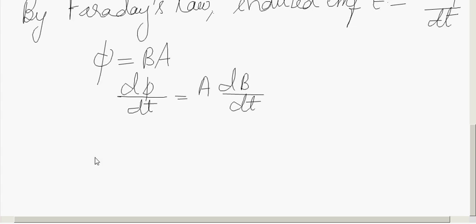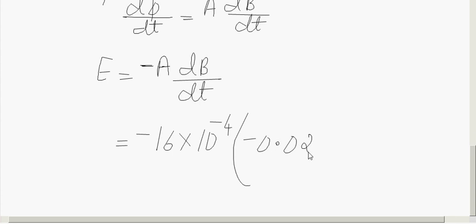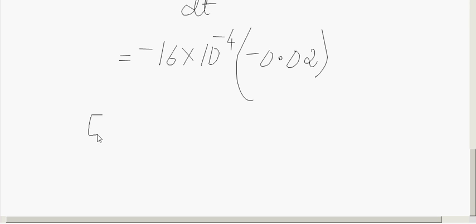Now substitute this value. E is equal to minus d phi by dt, which is minus A into dB by dt. The area we already calculated, that is 16 into 10 to the power minus 4, into dB by dt, which is given as minus 0.02. Now combining this and doing the calculation, we get the induced EMF equal to 32 into 10 to the power minus 6 volts.